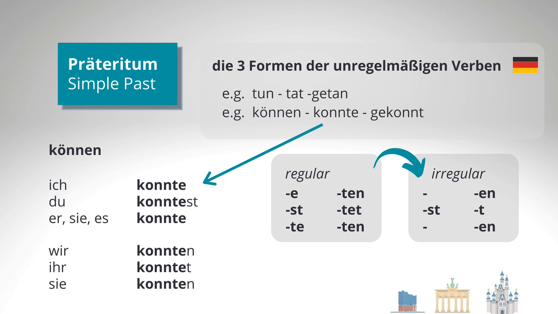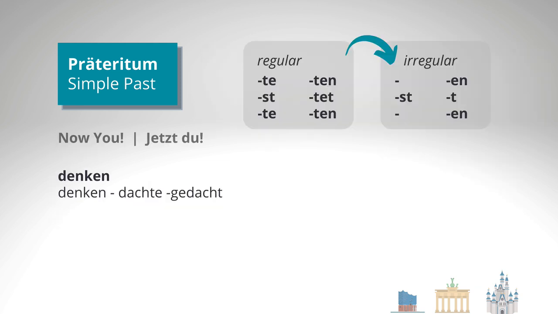Not that difficult, is it? Now it's your turn again. Based on what we've just learned, your task is to conjugate an irregular verb that I give you. I'll give you the infinitive of the irregular verb and its three forms. So for example, denken, to think, and the three forms of denken are denken, dachte, and gedacht. Based on that, how can you conjugate it? If you like, you can pause the video and try for yourself.